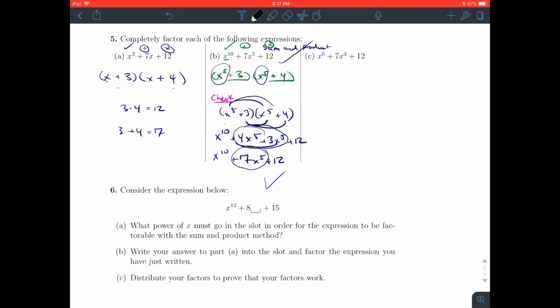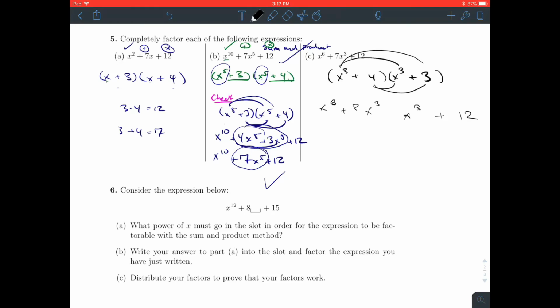For the next one, we have x to the 6th. Well, in order to make x to the 6th, we need x cubed times x cubed, plus 4, plus 3. And let's see. This is going to give us an x to the 6th term. This is going to give us an x cubed term. This is going to give us another x cubed term. And this is going to give us a term without x's.